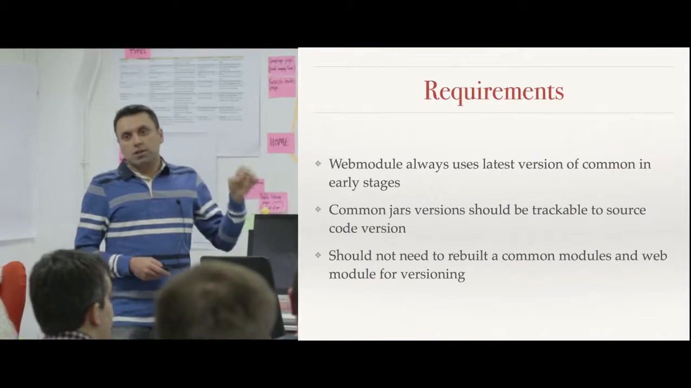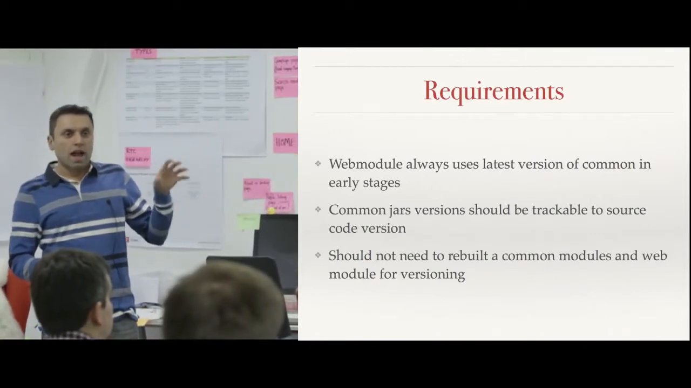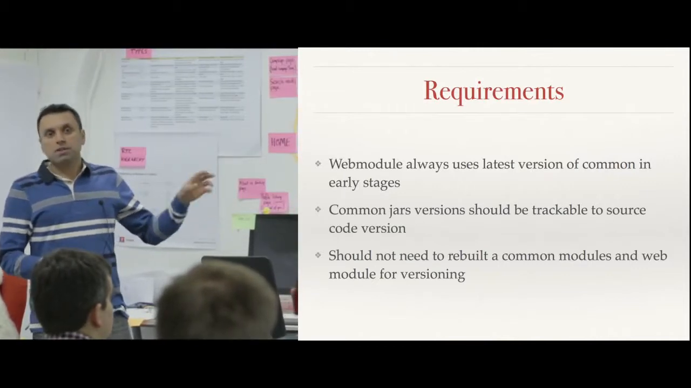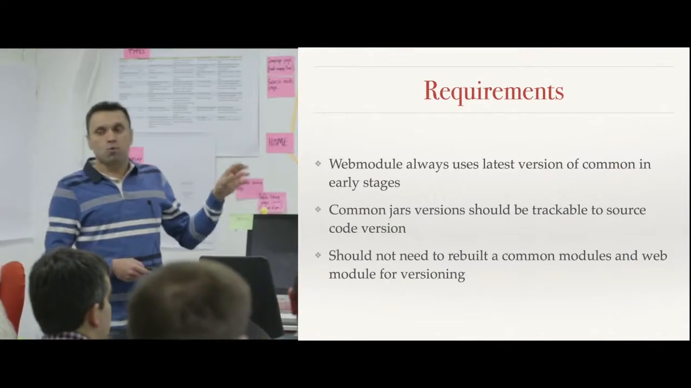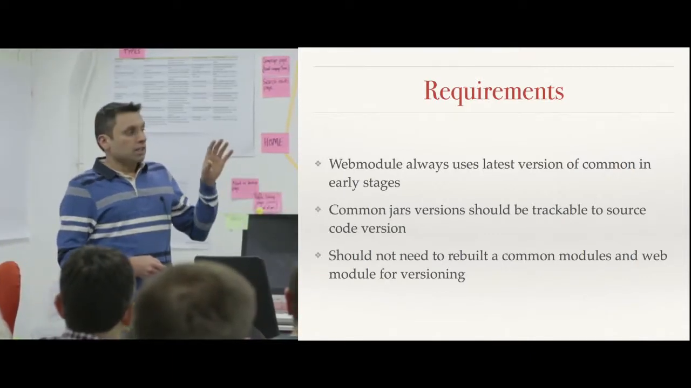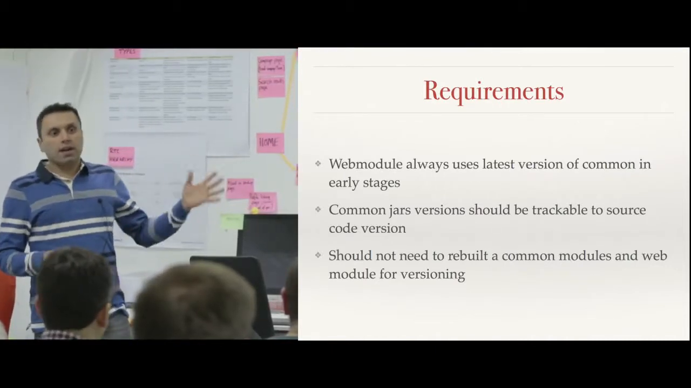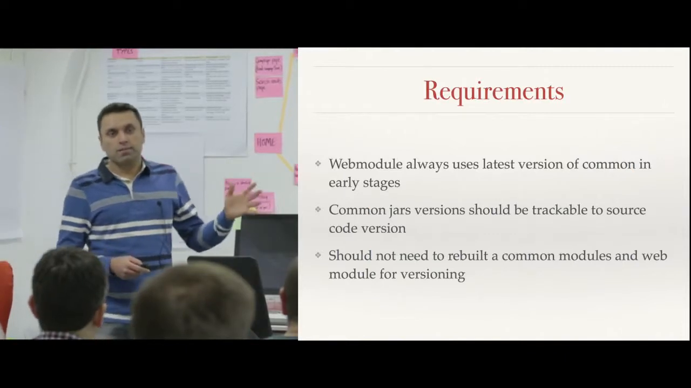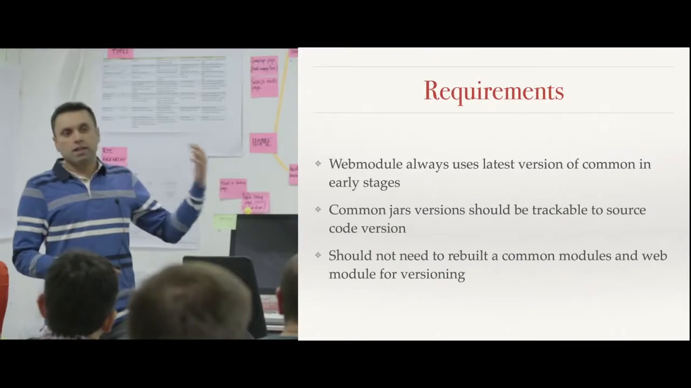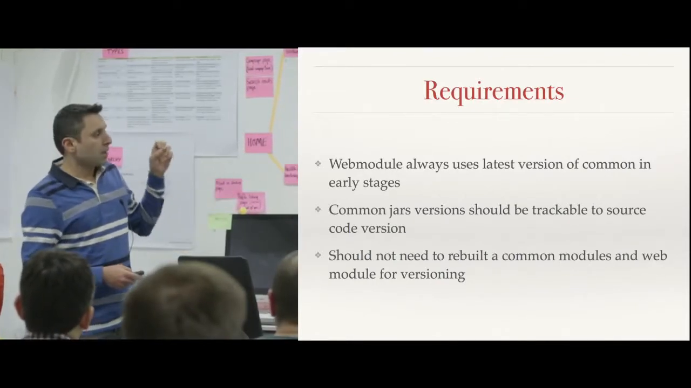So the challenge or the requirement that we have is that for all those common jars built at the initial stage of development, every web module or the development team building that web module wants to pick up the latest version of the common jar. They don't even want to have to manage the POM file. So that is a classic case of using snapshots, really, where you define a snapshot as a dependency, and the latest version of the snapshot gets used by your web module.